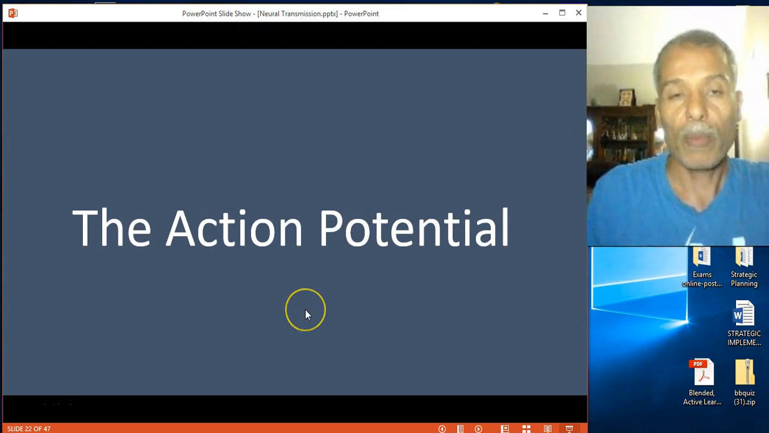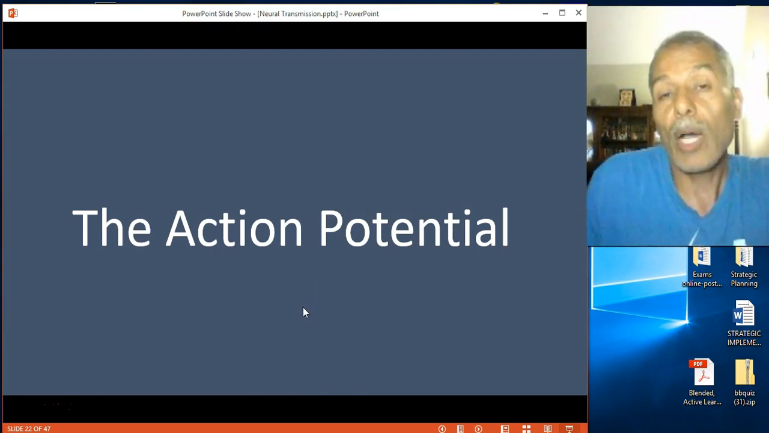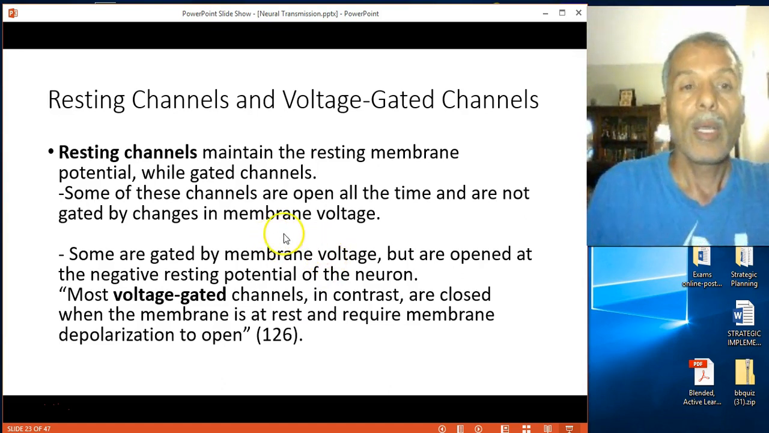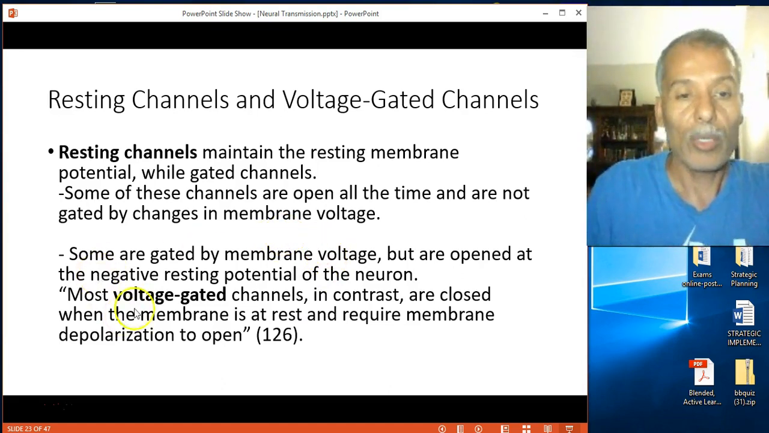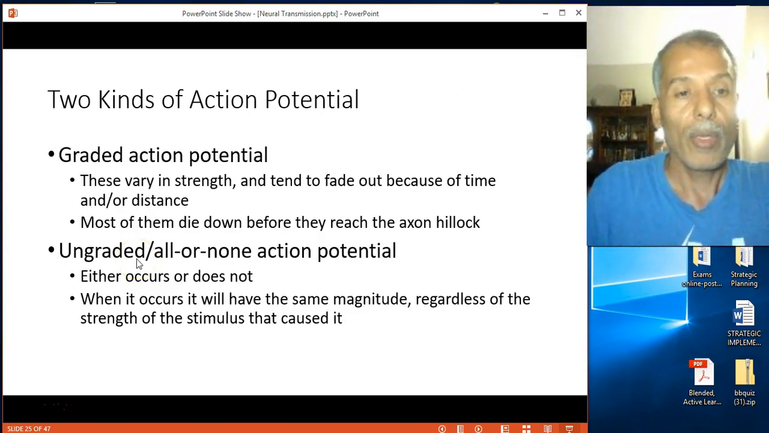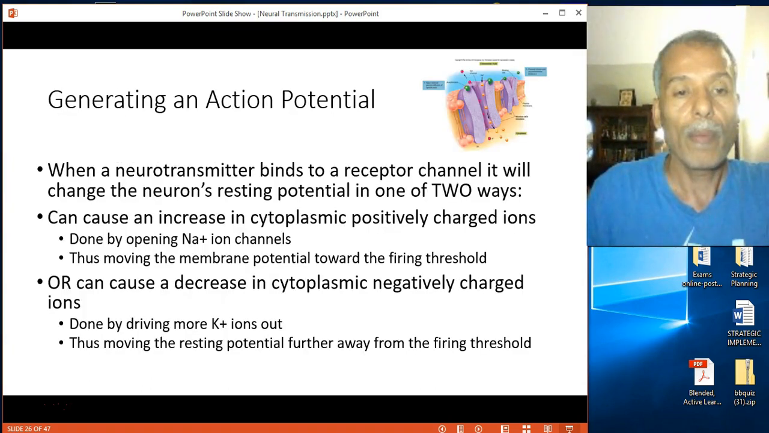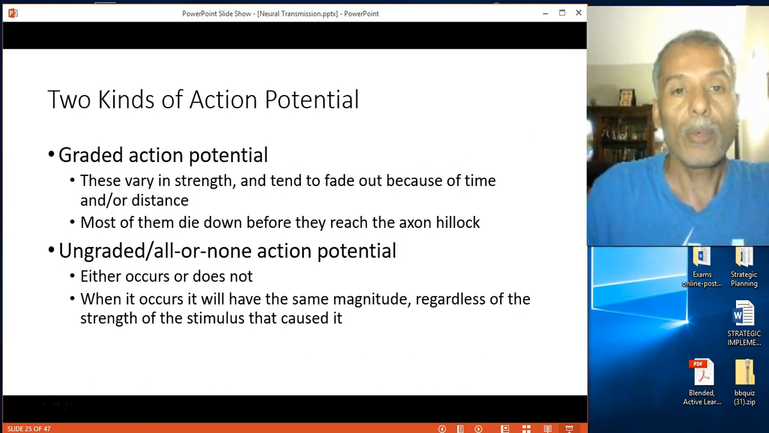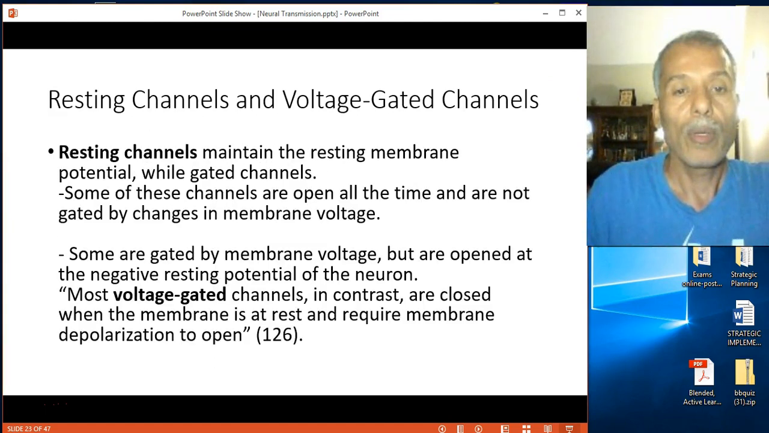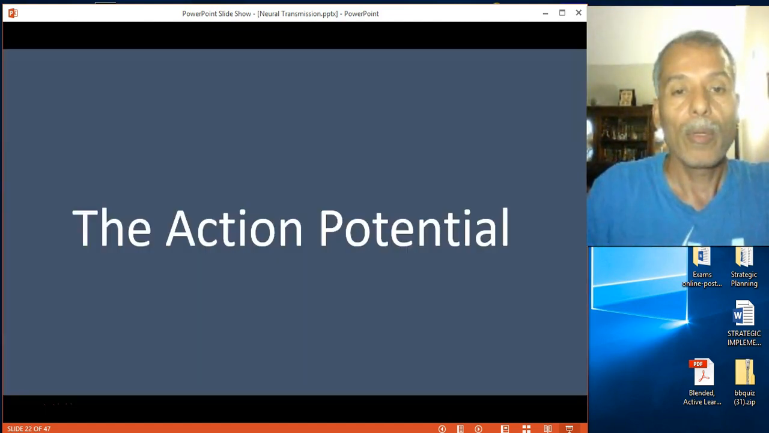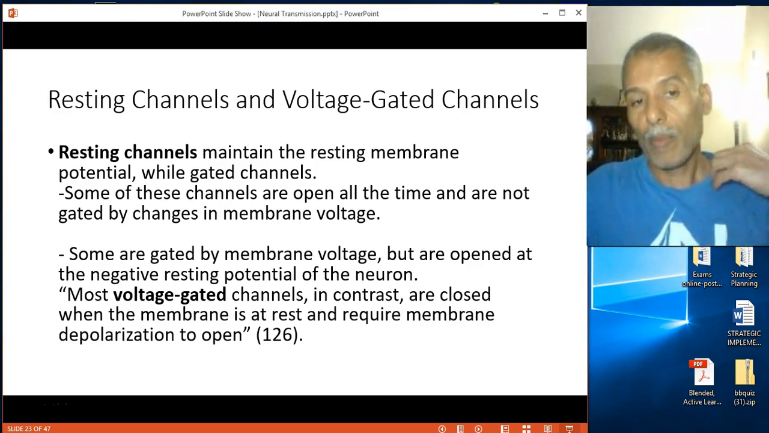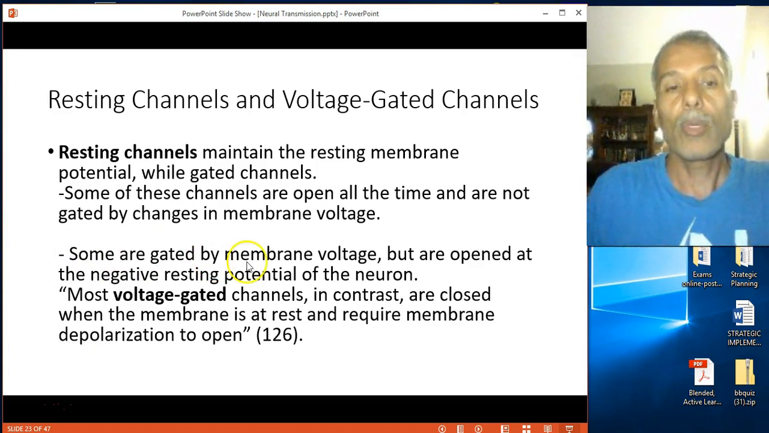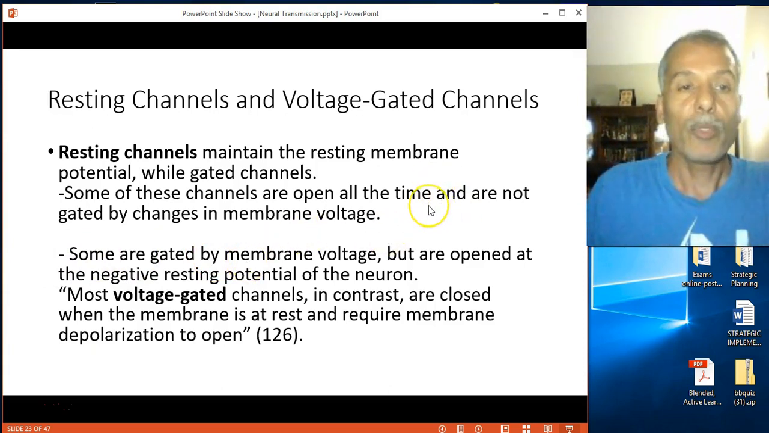So the action potential, which is firing, how does it occur? There are 5 phases for the action potential. 1, 2, 3, 4. Okay, let's go. So first, let's just speak about some other concepts, and then we'll go to the stages of the action potential.